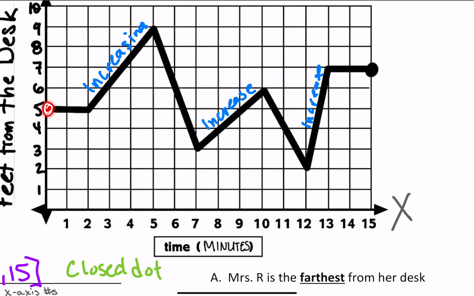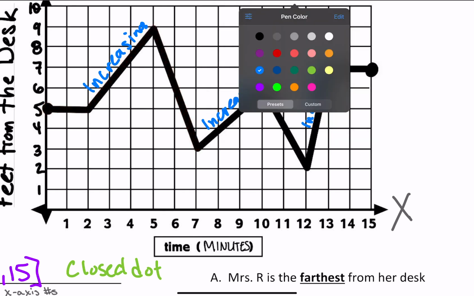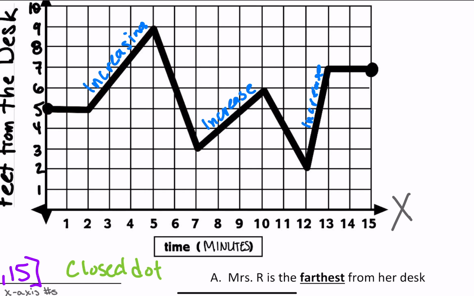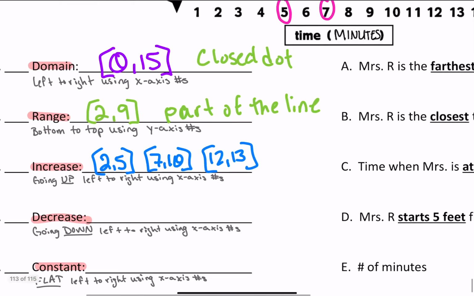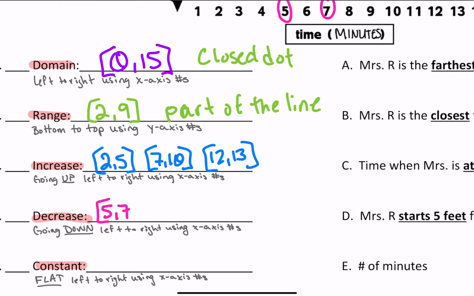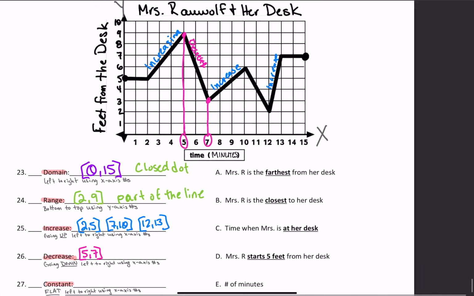So starting from the left, this isn't going down. We already know this part's increasing. This part is going down. So this part is going to be a decrease. Oops. And it starts decreasing right here, and that's at time 5, and it stops decreasing here at time 7, so 5 to 7. And those are part of the line, so it's a closed bracket.